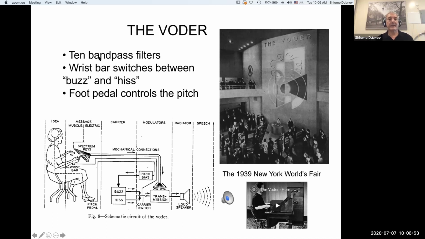This mechanism consists of 10 bandpass filters, wrist switches that could switch between buzz and hiss, and I'll talk about why we need buzz or hiss, and then a foot pedal that would control the speed of the buzz, or the pitch. Okay, so this one is the pitch bias, and there were actually typists who were trained to manipulate the frequency contents of the signal that was either pitched or unvoiced, that went through these filters to create speech.